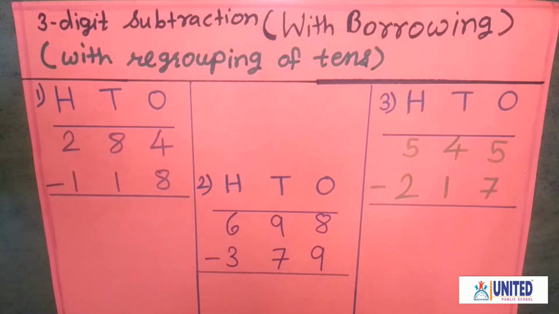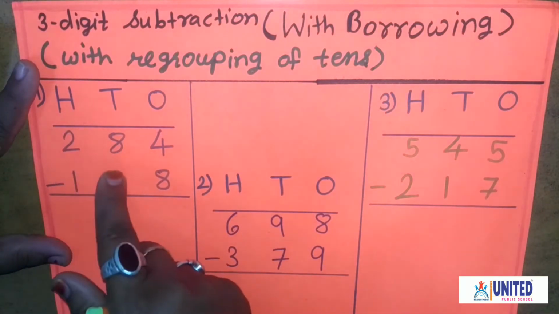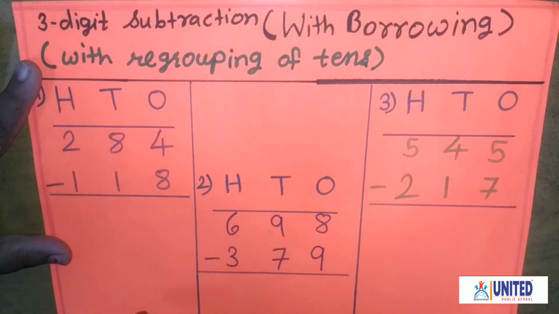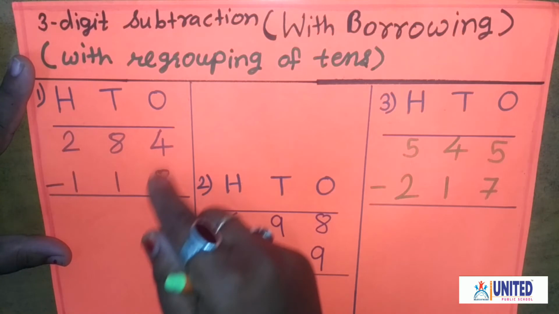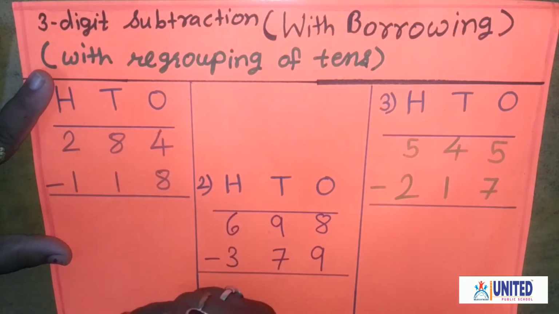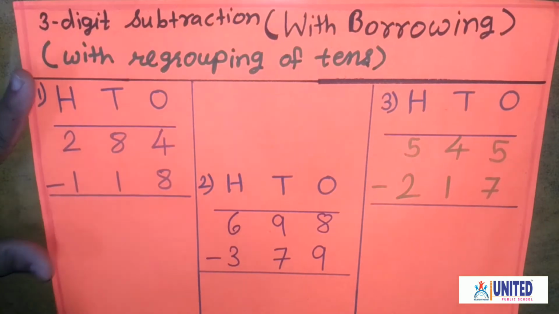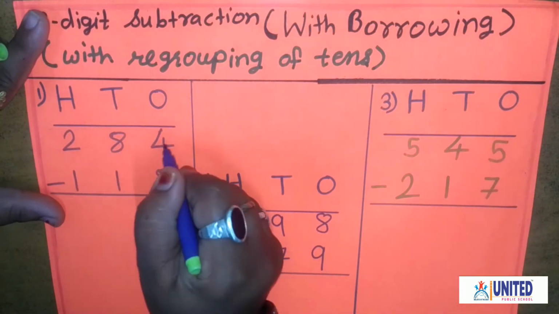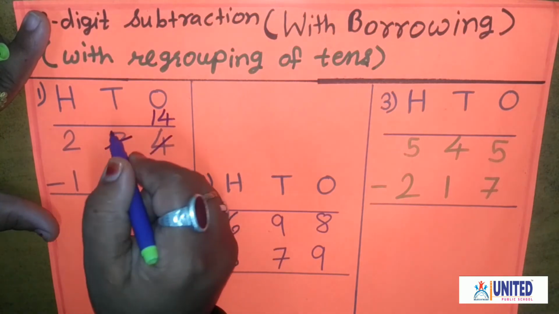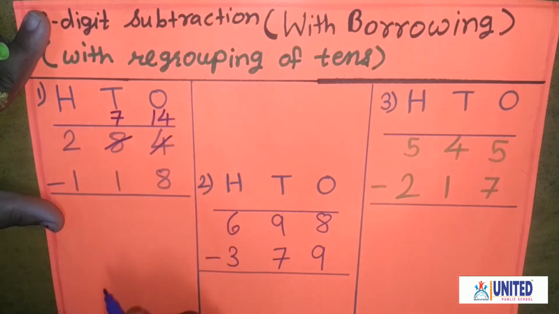How to solve this type of examples? Our first number is 284 minus 118. First of all, start the subtraction from the ones column. In the ones column, the numbers are 4 and 8. Can we subtract 8 from 4? No. So we take a borrow from the tens column. So here 4 is cut out and write down 14. 1 is taken from the tens column as borrow, so here what remains is 7.